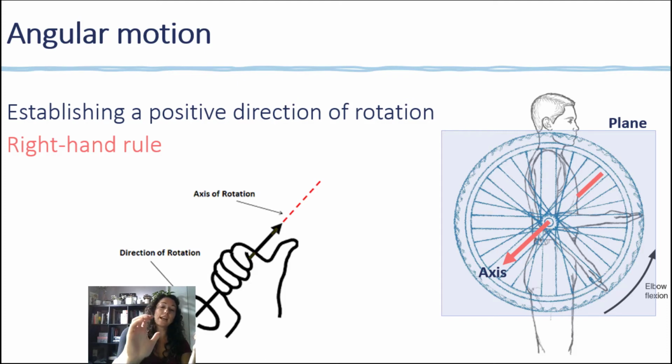So you can even try it for yourself here. If you put your right hand up against the wheel on this slide, your thumb will point in this sort of direction towards you, right, with the axis of rotation. And your fingers will naturally curl in this counterclockwise direction. And that's the positive direction of rotation. So this technique here is called the right hand rule or the right hand thumb rule.